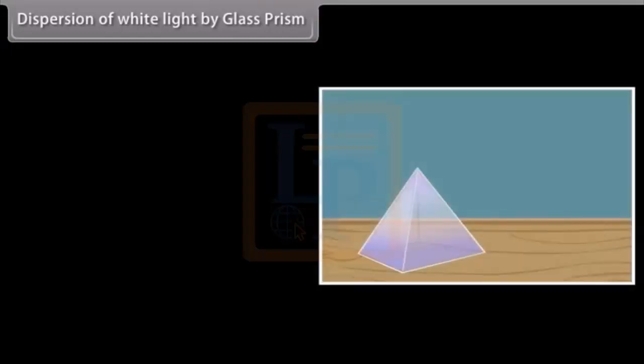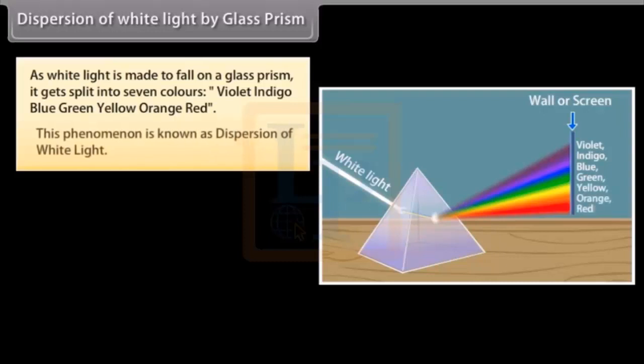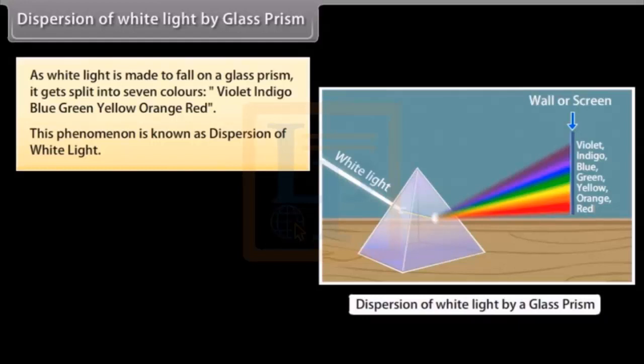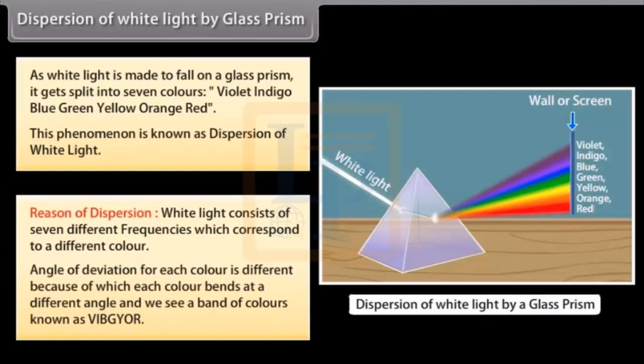Dispersion of white light by a glass prism. Now we shall discuss what will happen if we make white light incident on the glass prism. As white light falls on a glass prism, it gets split into 7 colors: violet, indigo, blue, green, yellow, orange, red. This phenomenon is known as dispersion of white light. Reason of dispersion. White light consists of 7 different frequencies which correspond to different colors. The angle of deviation for each color is different, because of which each color bends at a different angle and we see a band of colors known as VIBGYOR.